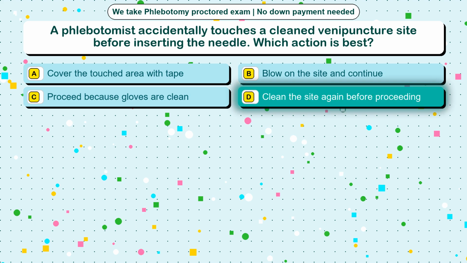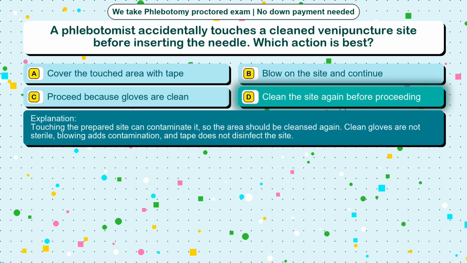The correct answer is option D. Clean the site again before proceeding. Touching the prepared site can contaminate it, so the area should be cleansed again. Clean gloves are not sterile, blowing adds contamination, and tape does not disinfect the site.